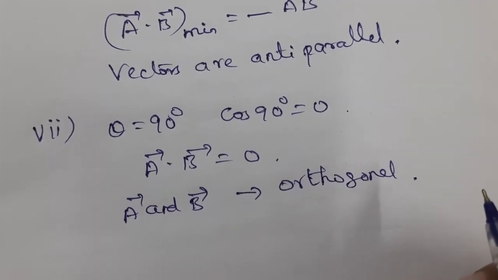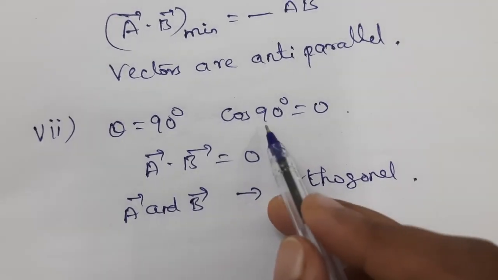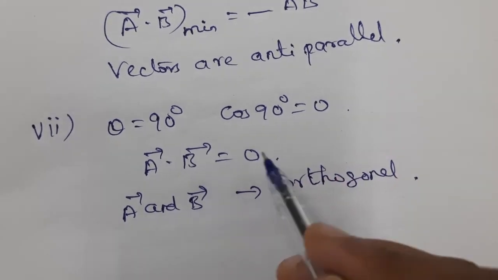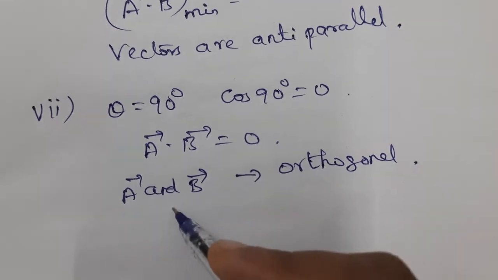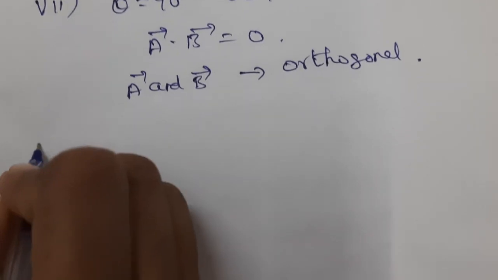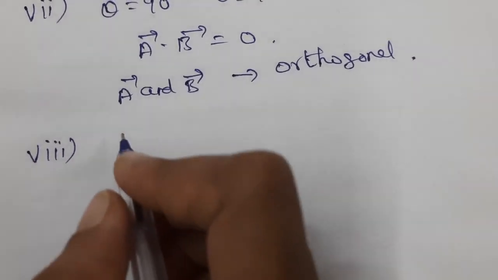If two vectors A vector and B vector are perpendicular to each other, that means theta equal to 90 degree, cos 90 is 0. So scalar product A dot B equal to 0. So we can say the vectors are said to be mutually orthogonal. Let's move on to the next point.